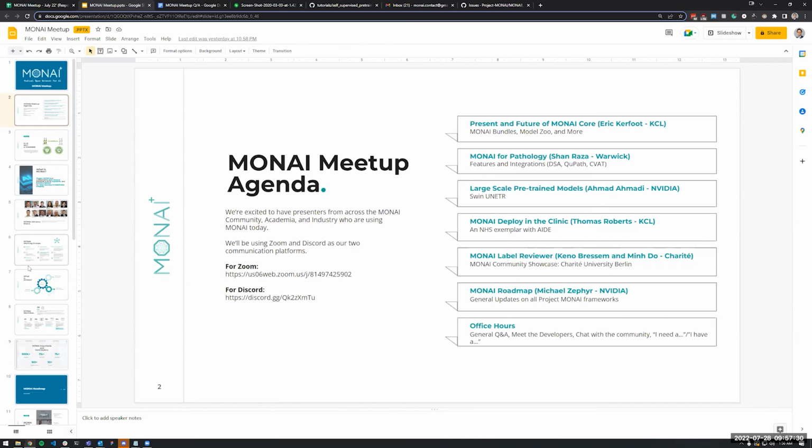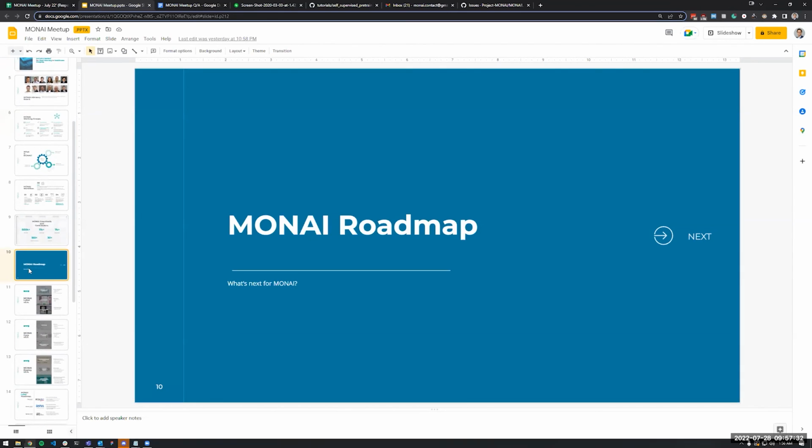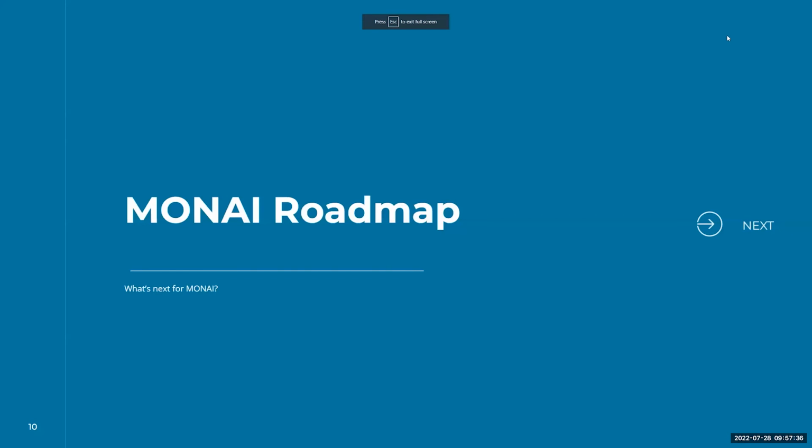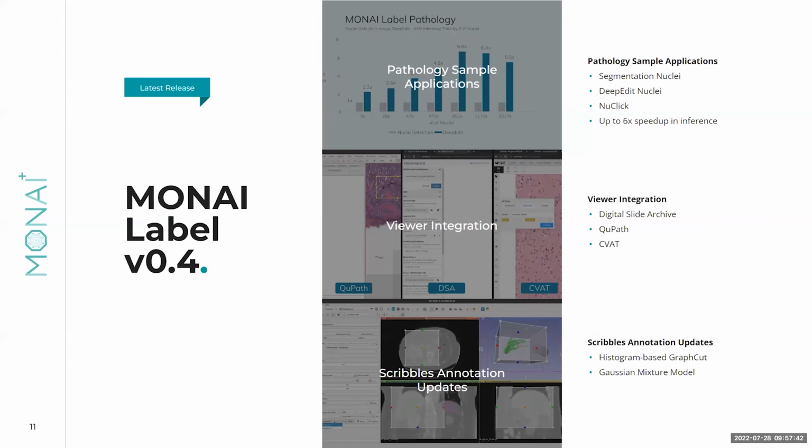But I'm going to jump to the roadmap really quickly, and try to go over it in the next few minutes. So for the MONAI Roadmap, really this is talking about what's next for MONAI. Before I do that, I'm going to talk about our latest release. We just had releases here in June and July around MONAI Label, Deploy, and Core.